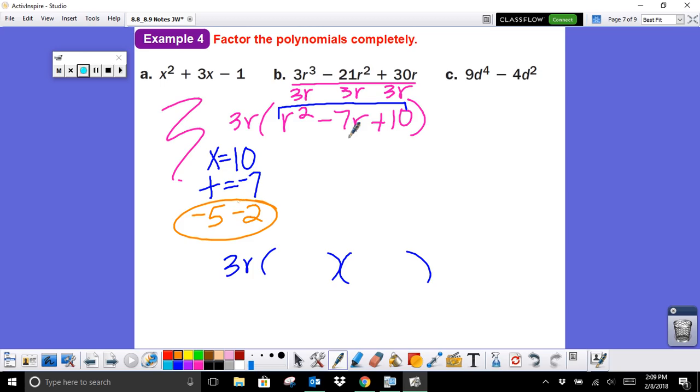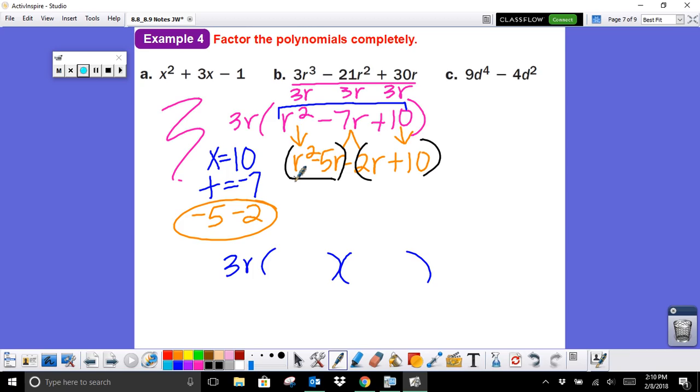All right, so this negative 7R is going to get broken down into a minus 5R and a minus 2R. Bring down your first term, which is R squared. Bring down your last term, which is plus 10. Now we just talked about on that flow chart, when you have 4 terms, the only way we know to factor is to group.